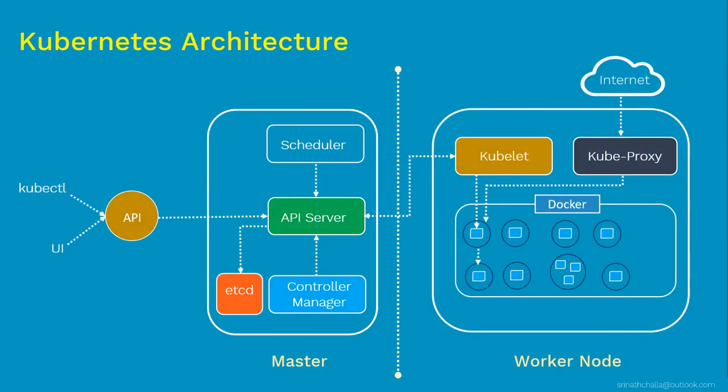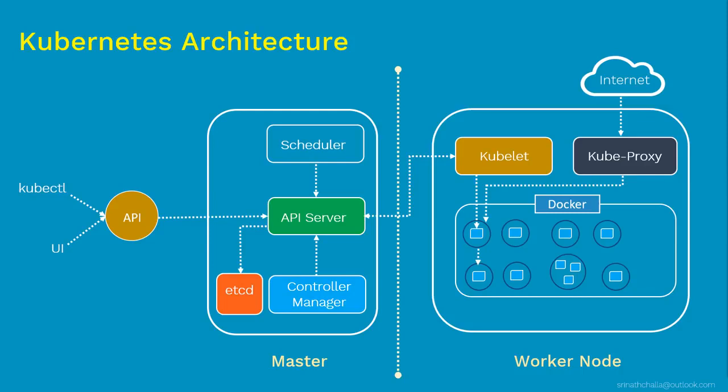As you can see, on the master node we have API server, scheduler, controller, and etcd. And on the worker node, we have kubelet, kubeproxy, pods, and containers. In most cases, master node does not contain any containers. It just manages the workload on the worker nodes. And also, it makes sure the cluster of worker nodes are running healthy and successfully.